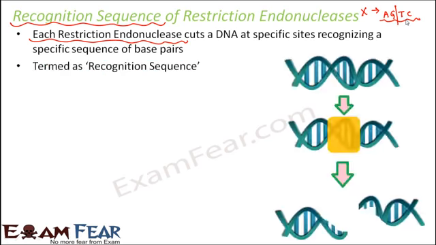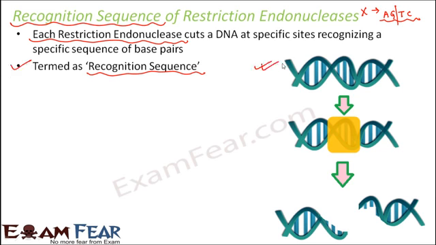This sequence of base pairs which tells the restriction endonuclease enzymes to cut the DNA is called the recognition sequence, because this sequence of bases actually helps the restriction endonuclease to recognize from where to cut the DNA. That is why they are called recognition sequences.